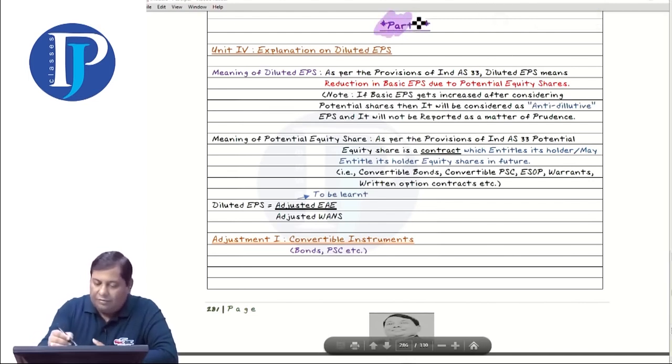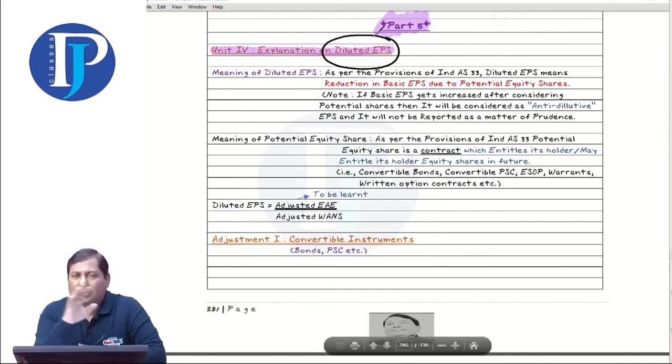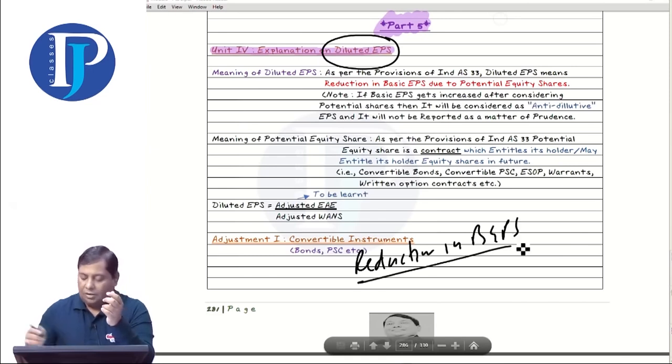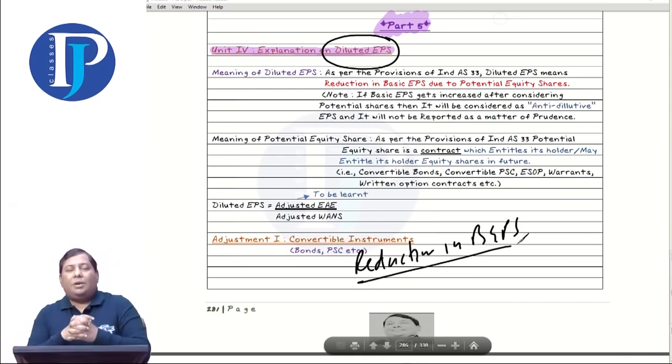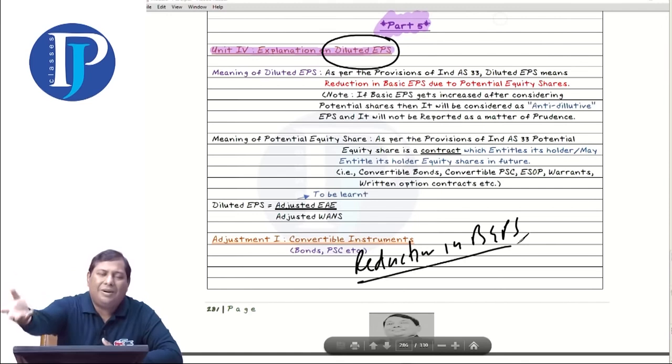Then we moved to video number 5. In this video, I started with the explanation of diluted EPS. Since everyone knows what diluted EPS is, let's revise it quickly. The simple meaning of diluted EPS: reduction in basic EPS. It means if you think that the company's basic EPS will decline, in that case it is dilutive. If you think that basic EPS will increase, it is anti-dilutive. When? In the future.